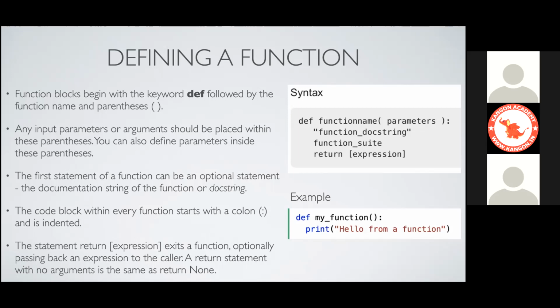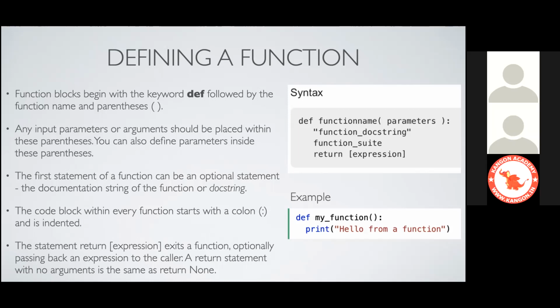But now understand this: when you see this return statement, you have to realize that it will definitely return something. But where will it return? It will return that value, or the result of the expression, to the caller, to the place from where it was called. A return statement with no argument is the same as return None.